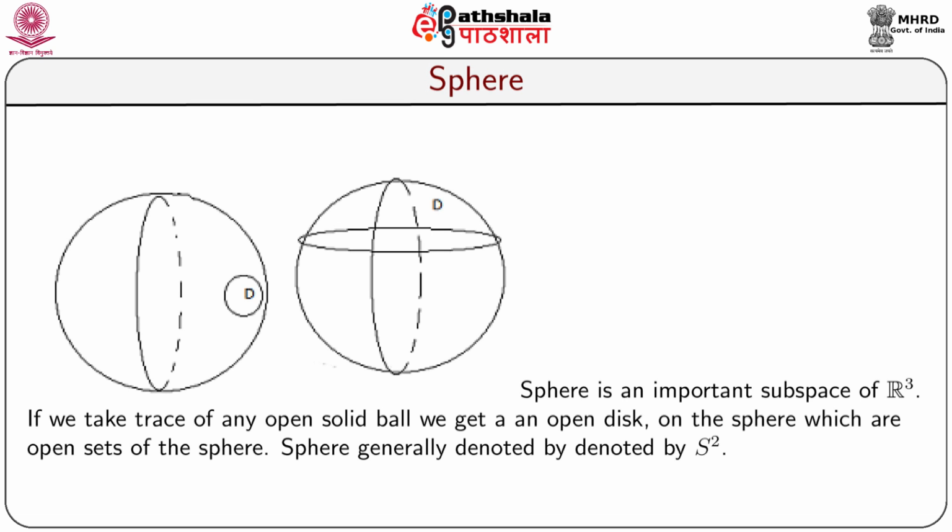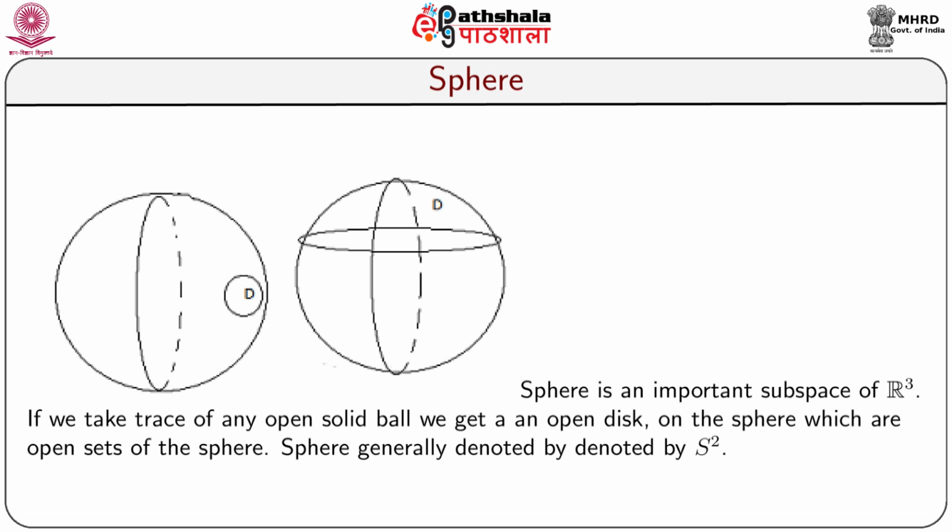So, what happens when an open solid ball intersects a sphere? In the first figure, you can see that when an open solid ball intersects the sphere, we get a disk which is slightly curved. In the second example, what happens if an open disk meets the sphere? We have seen that we get an upper part of the sphere. So, these are the basic open sets of the sphere.